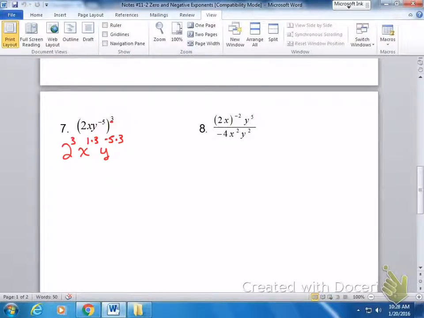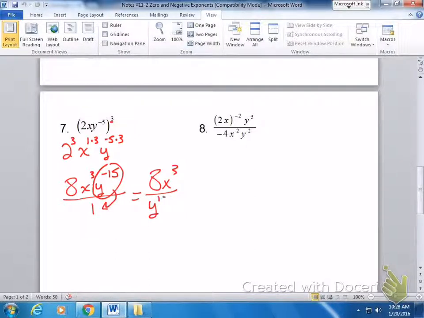2 times 2 is 4 times 2 gives me 8. x to the 1 times 3 is x cubed. y to the negative 5 times 3 is y to the negative 15. Now I'm going to put this over 1, to remember it's technically a fraction, and I have a negative exponent that I'm going to move to the denominator. So 8x to the 3rd stays in the numerator, and I move y to the 15th to the denominator.